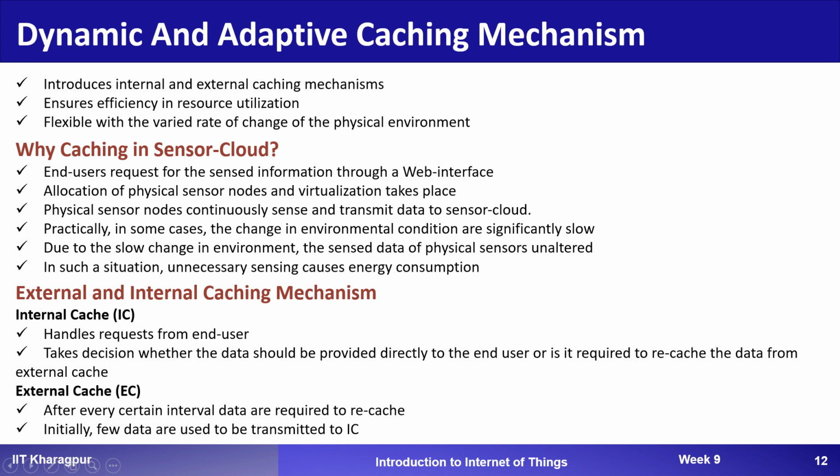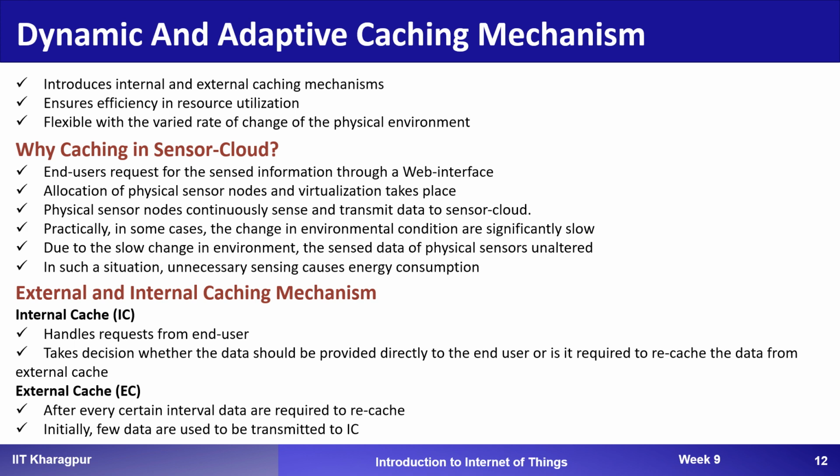Basically, the end user requests the sensed information through a web interface, then the allocation of physical sensor nodes and virtualization take place. Physical sensor nodes continuously sense and transmit the data to the sensor cloud. This happens in the traditional case. Practically, in some cases the change in environmental conditions is significantly low. Due to this low change, the sensed data of physical sensors is unaltered, and in such a situation unnecessary sensing can cause energy consumption and reduce the lifetime of the sensor. So in this scenario it is better to provide the cached data to the end user.